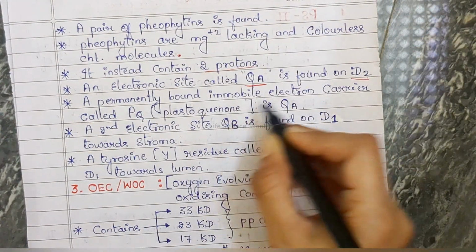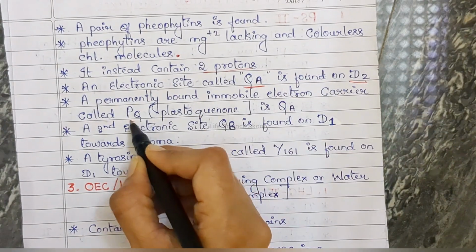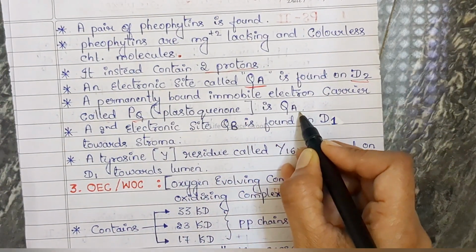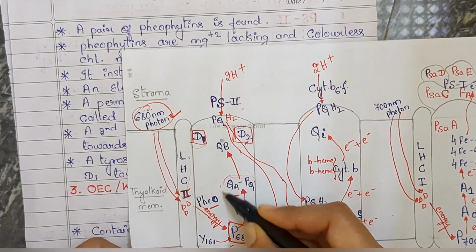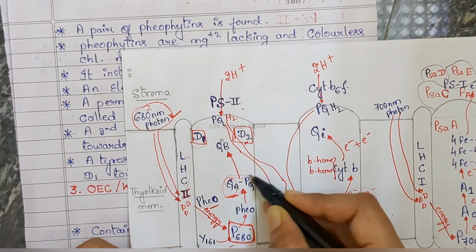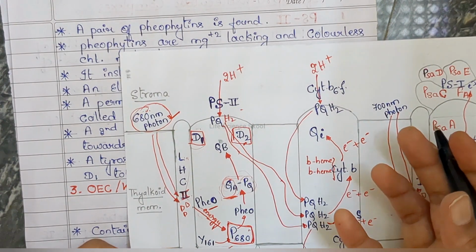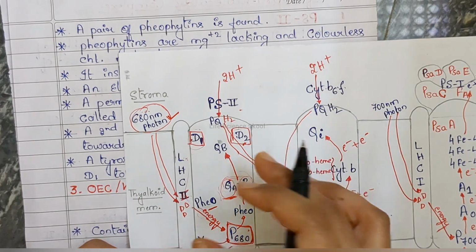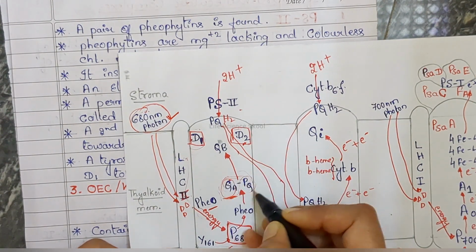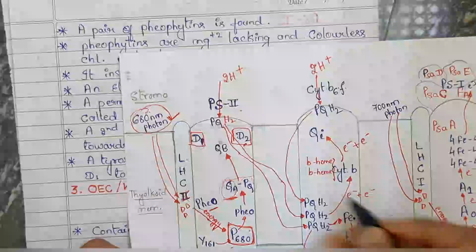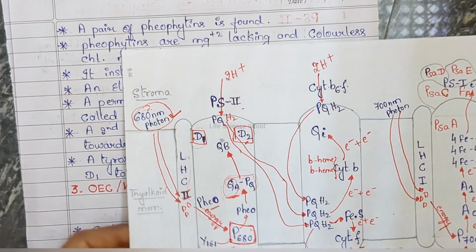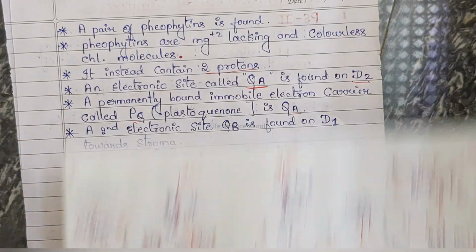And a permanently found immobile electron carrier called PQ, that is plastoquinone, is QA. So what is this QA? QA is nothing but a plastoquinone. It is an electron carrier, a permanent immobile electron carrier, which means it is going to stay here only, not going to move anywhere. It is just passing the electron to the other electron carriers.